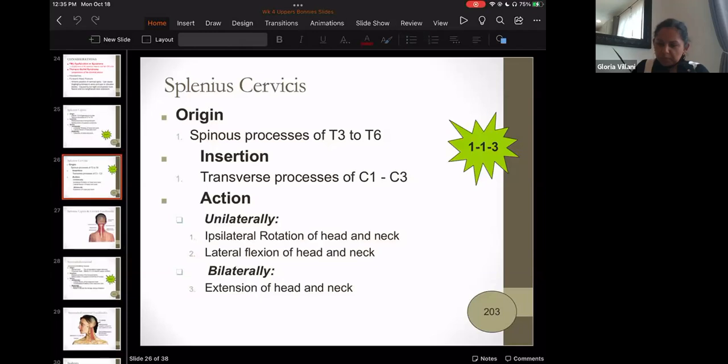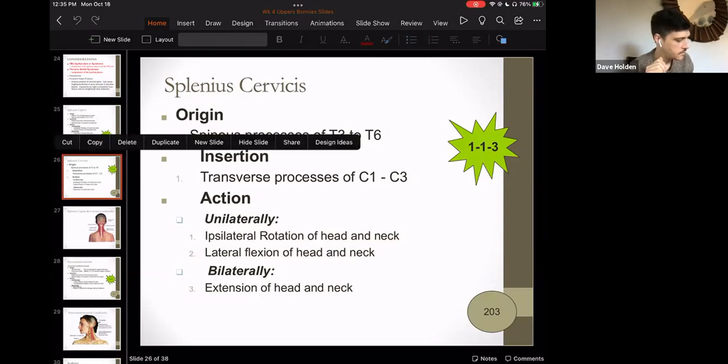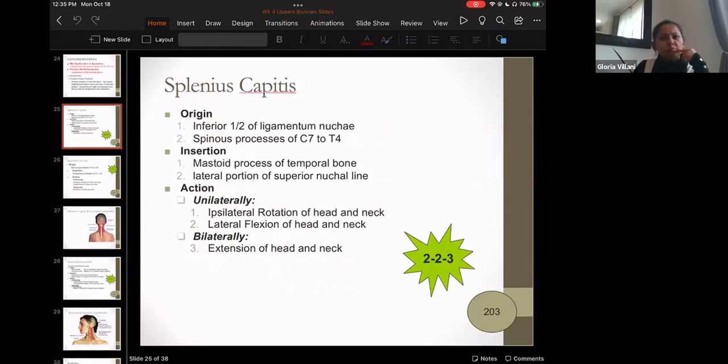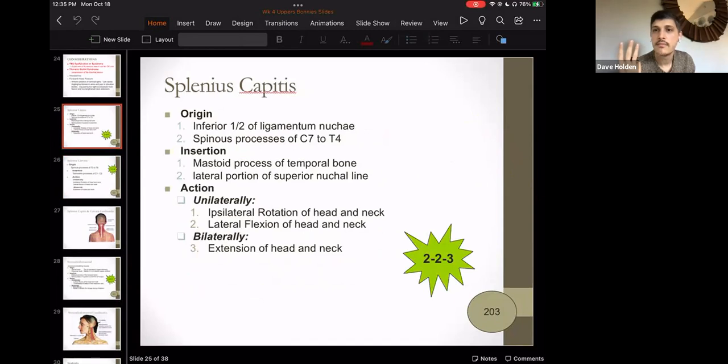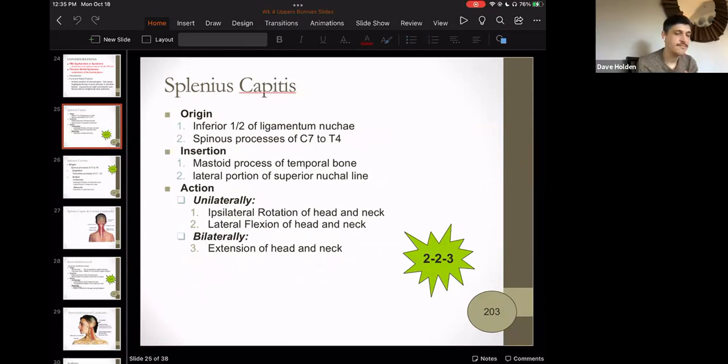Basically, these two muscles are doing the same movements, right? They are doing similar movements, yes. Ipsilateral rotation, lateral flexion, extension. So what does this tell me if they're doing the same actions? They're complete synergists. Very good. They are the Robin to each other's Batman. They're the Teres Major to my latissimus dorsi.